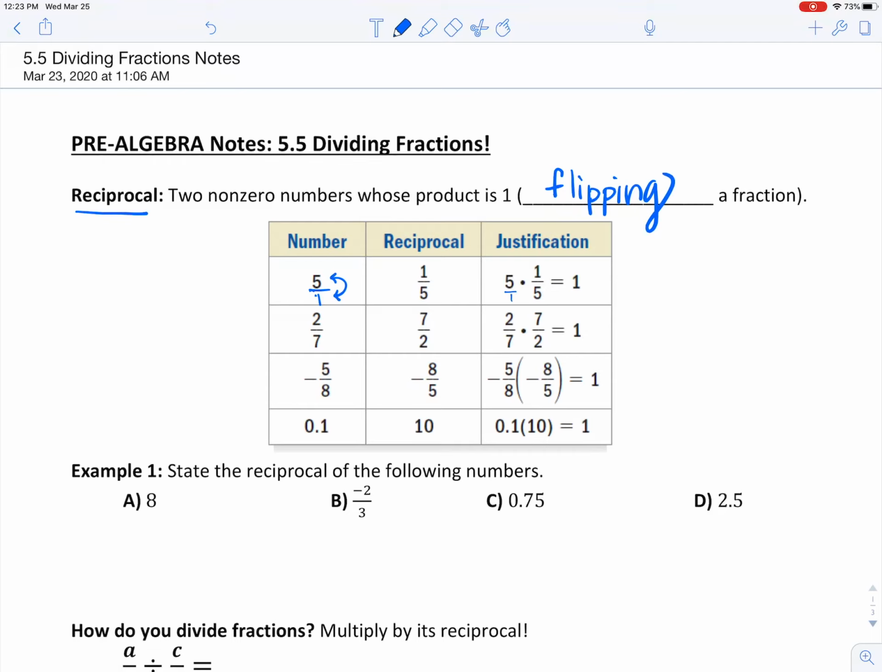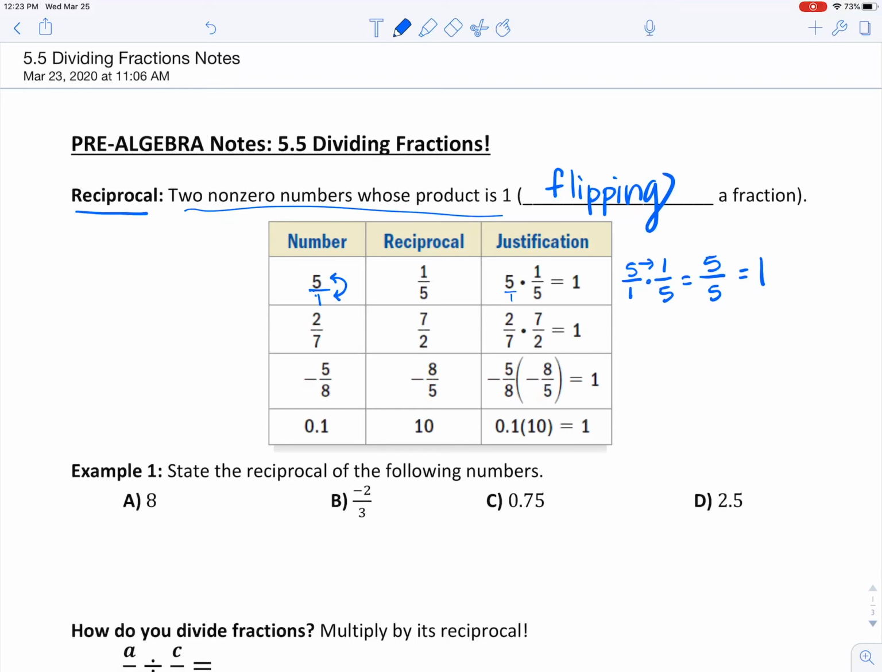remember with multiplying fractions, you multiply across. So we have, I'm just going to rewrite this here. So multiplying across, we have 5 times 1, which is 5, and 1 times 5, which is also 5. 5 divided by 5 is the number 1. So that's where this definition comes from.